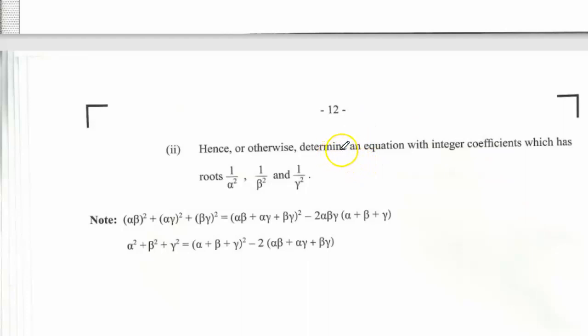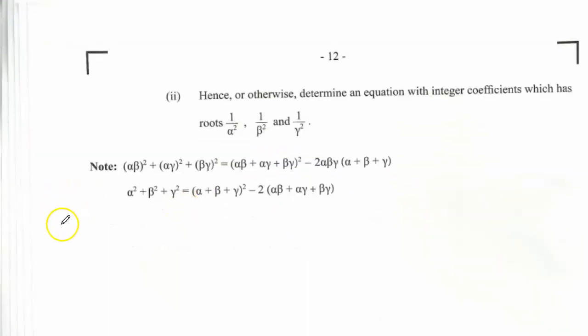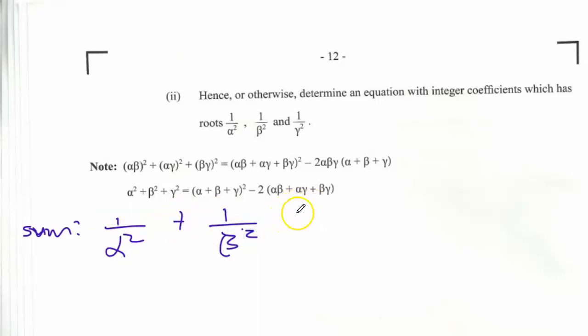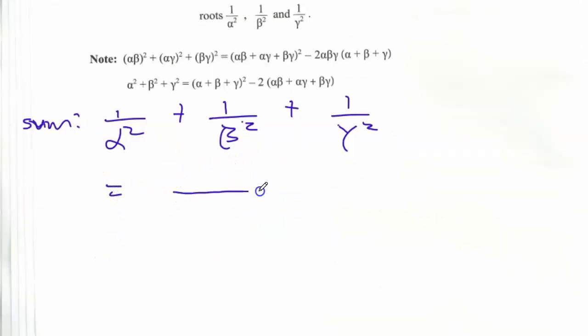Hence or otherwise, determine an equation with integer coefficients which has roots 1 over alpha squared, 1 over beta squared, and 1 over gamma squared. So we first need the sum. So it would be 1 over alpha squared plus 1 over beta squared plus 1 over gamma squared. We need a common denominator. The common denominator would be alpha squared, beta squared, and gamma squared.